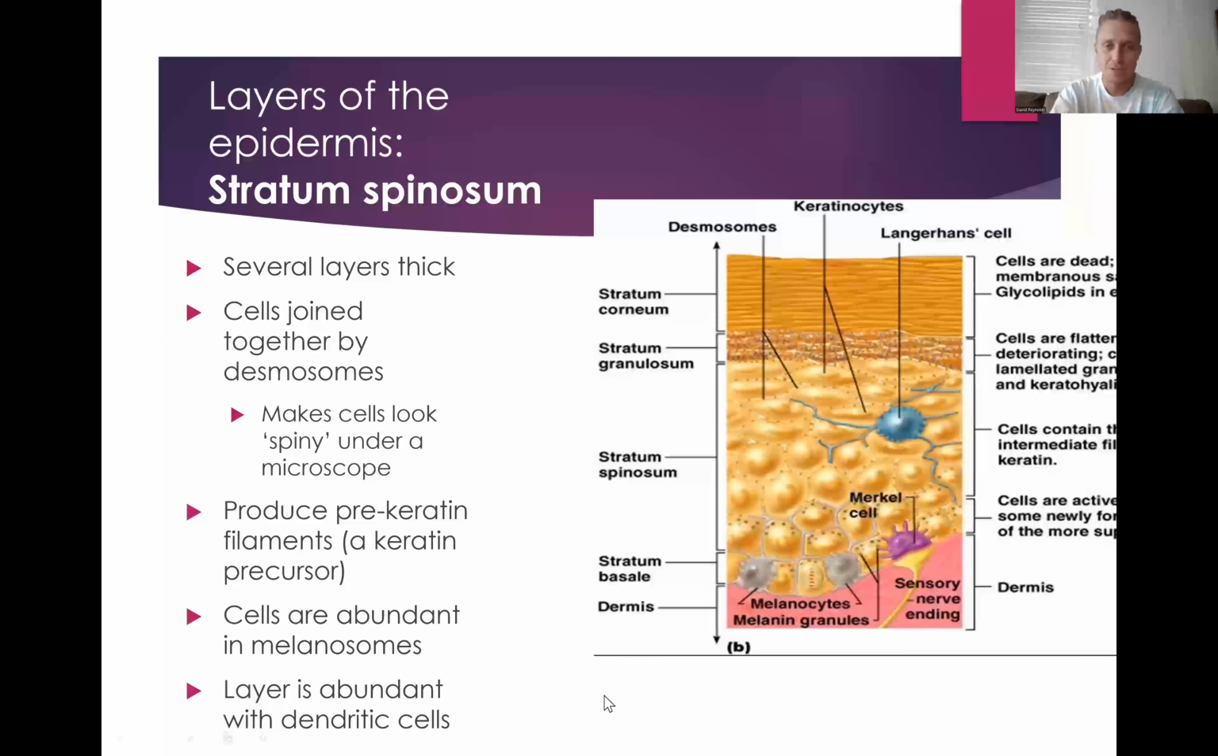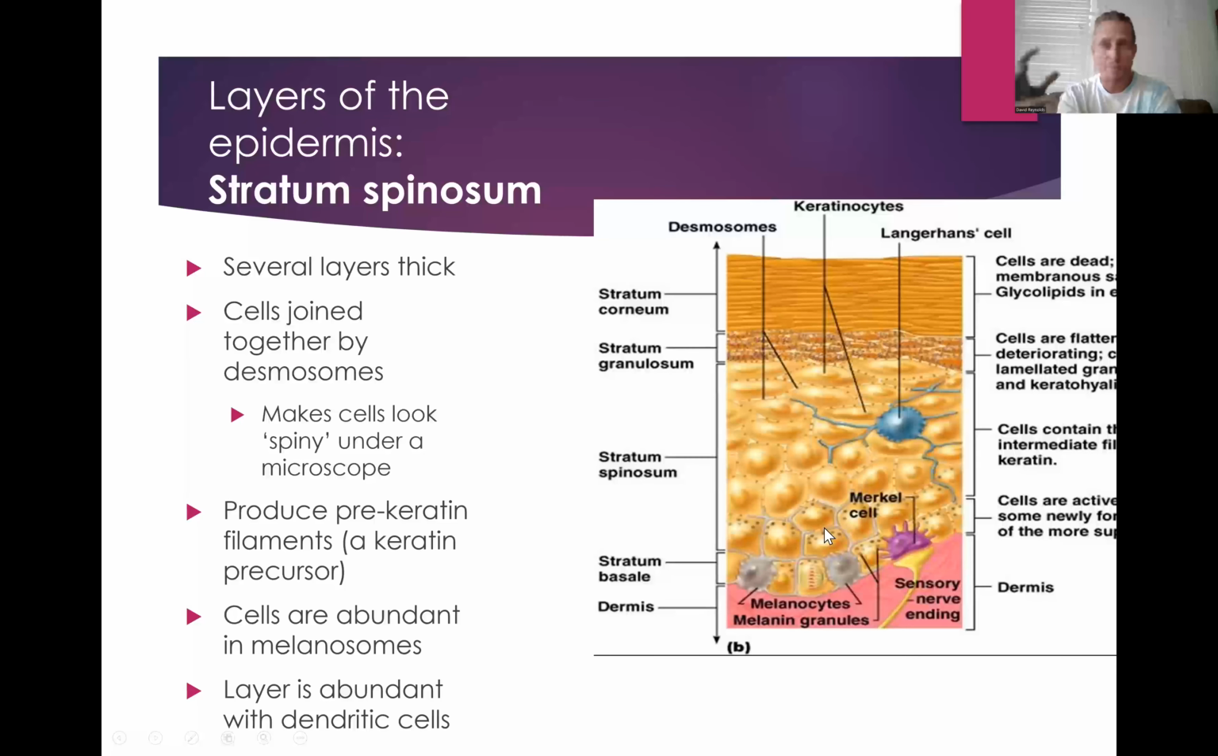But the stratum spinosum is when things are going to start to develop. So we're past that stem cell stage. We're going to actually start to develop or differentiate into this keratinocyte. We are not yet making keratin. So instead, we're going to make pre-keratin filaments, which is going to be a precursor to keratin. All right, so keratin is going to be made later on, but we need to make these structures first that can be later converted into keratin.